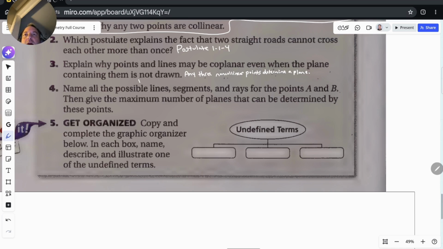Again, from 2 points, we can name line AB and line BA, same line, 2 names. Segment AB and segment BA, same segment, 2 names. Ray AB and ray BA, these are different rays. They go in opposite directions. For planes, we need at least 3 noncollinear points to determine one plane. So 2 points alone gives 0 planes.